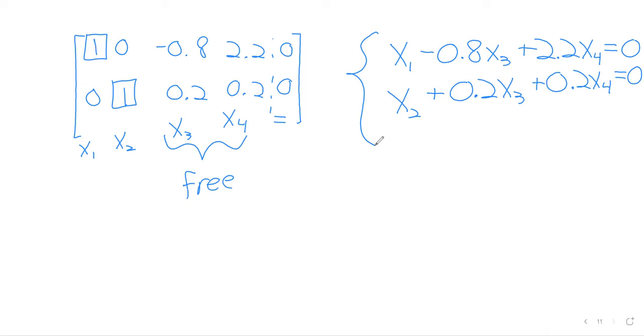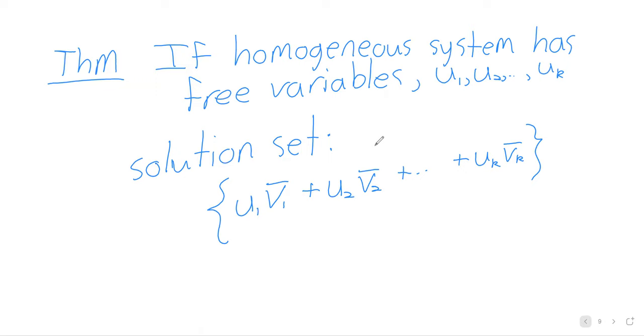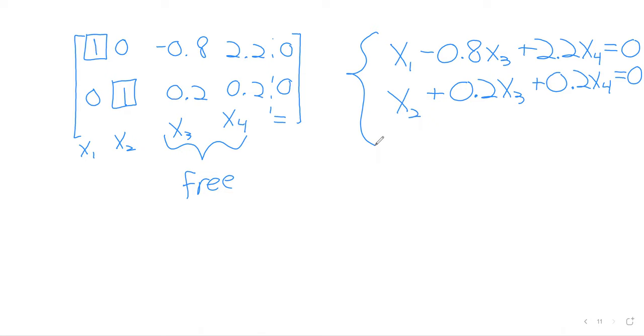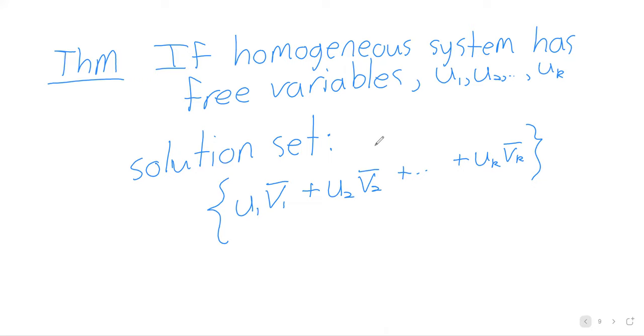But I think it's kind of hard to make sense of solutions that look like this. There's a very standard way of rewriting these systems to hopefully be clearer. And also, I stated this theorem that this is what a solution set should look like. That is not what this solution set looks like. So let's see if I can rewrite this so that it has the form of this theorem.